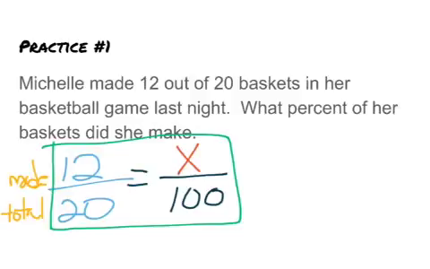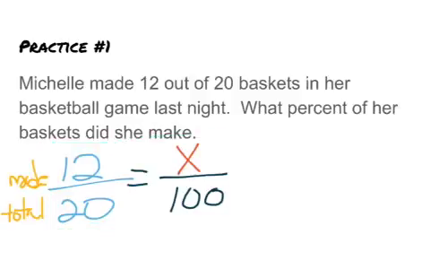So what we can do then is look for relationships within or between the fractions. By within, I mean, is there a relationship between the 12 and the 20? Okay, there's not a whole number multiplicative relationship between 12 and 20. So now we're going to look between the ratios. And there is a relationship between 20 and 100. We can multiply 20 times 5 to get 100.